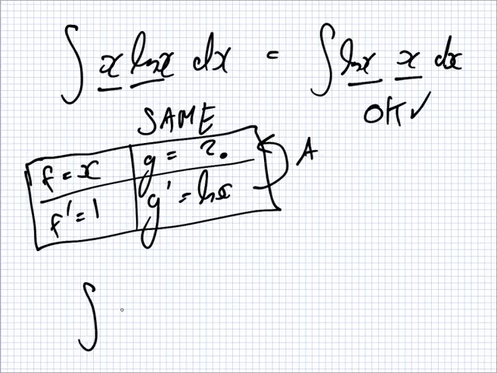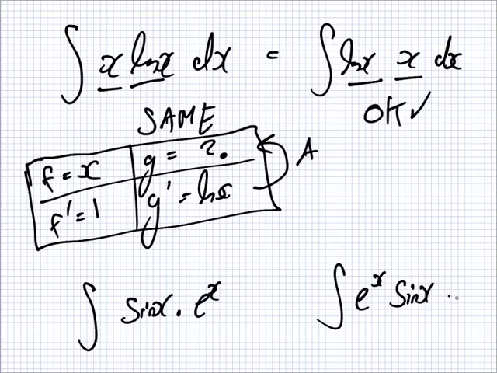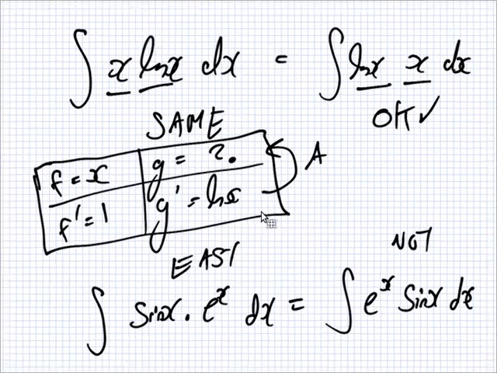Sometimes you need to swap them, like for example, sine x multiply e to the x or e to the x multiply sine x. They're the same, but this one is easy to do and this one is not. So how do you know which way to put it? Well, this is what I want to show you next.